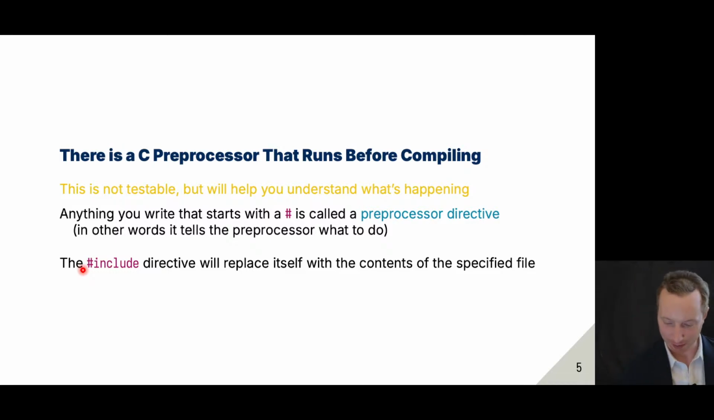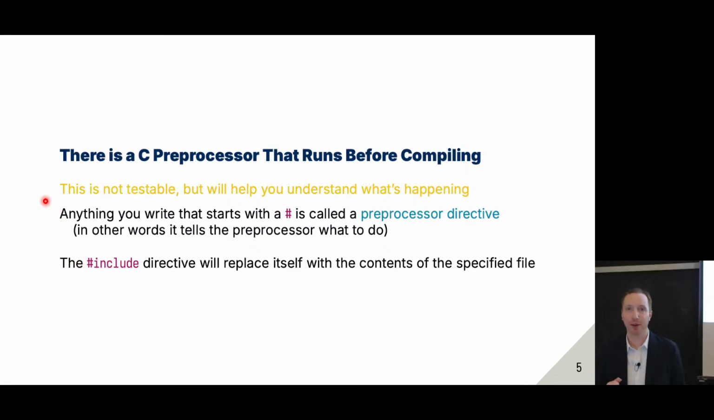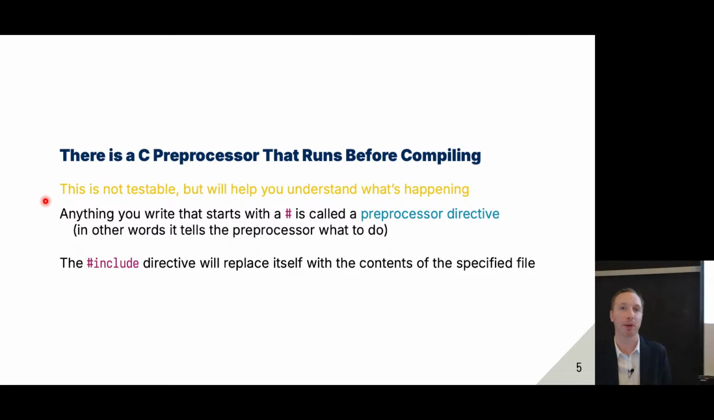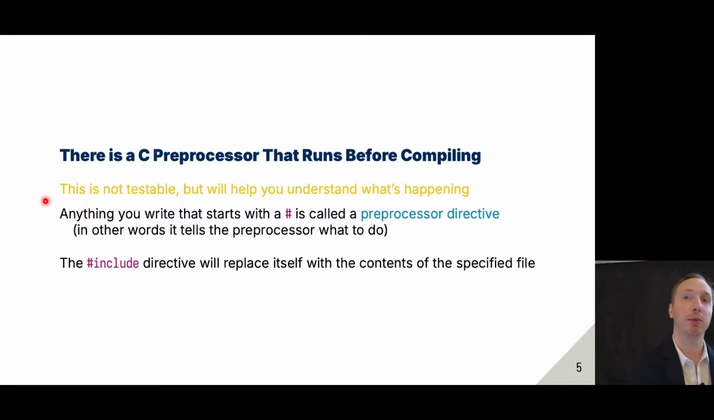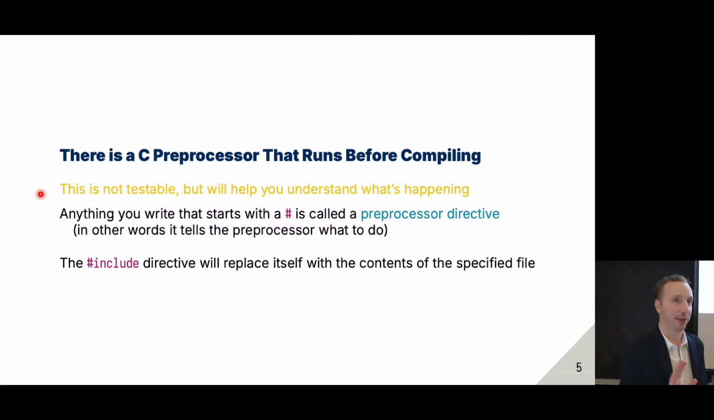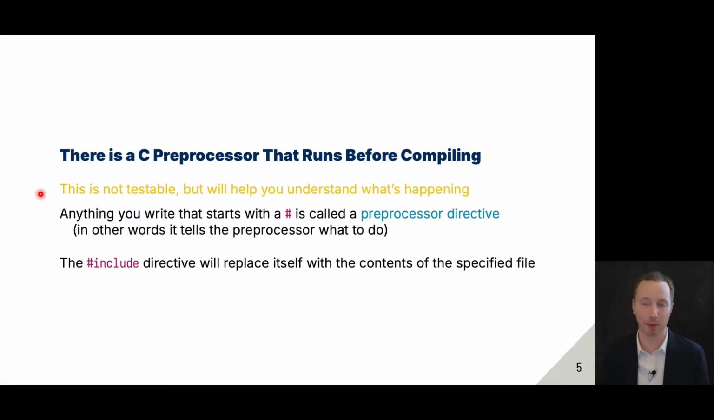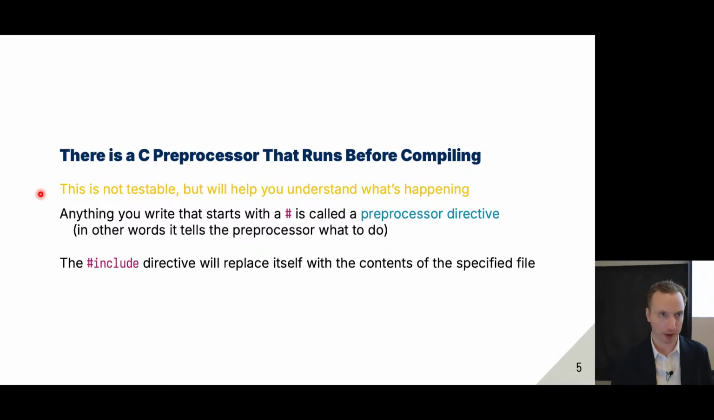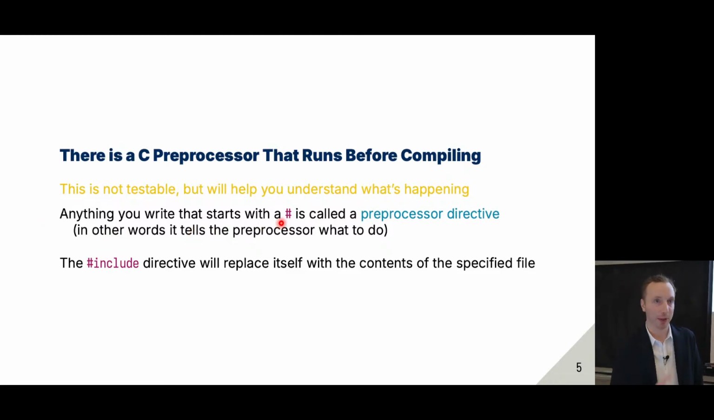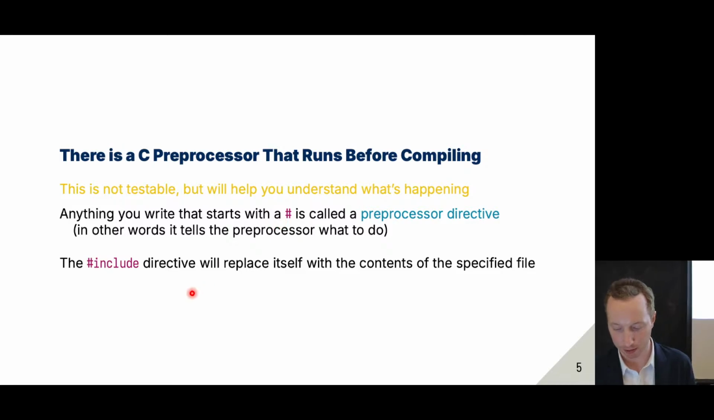Hashtag, sure. All right, so there's something called a C preprocessor that's part of the compiler that runs before the compiler actually converts what you wrote into machine code. This is not testable, so this is just to help you understand what's happening. We won't ever ask you a question about it. Other sections probably don't even go over this. Basically, anything that starts with a hashtag is technically called a preprocessor directive. That's to tell the preprocessor to do something.